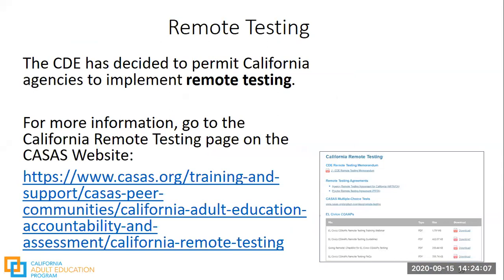You know, that's another hour and a half we don't have, but obviously I'd be remiss if I didn't reference that CAEP remote testing page. Lots of instructional videos, lots of good documentation on how to do remote testing for pre and post, for citizenship interview, for EL Civics COAPs. That California remote testing agreement is also on that webpage. The CDE memo to the feds is also on that webpage. Everything you wanted to know about remote testing and more is on that webpage.